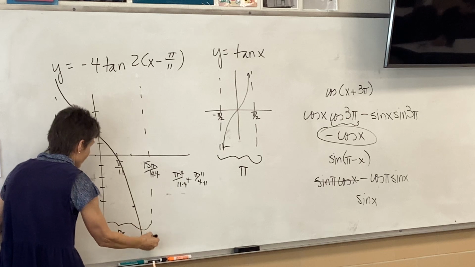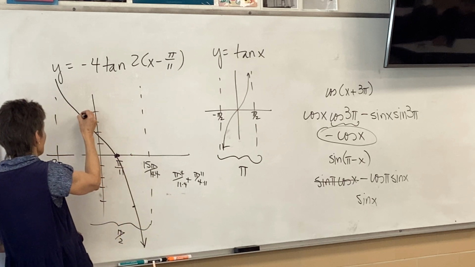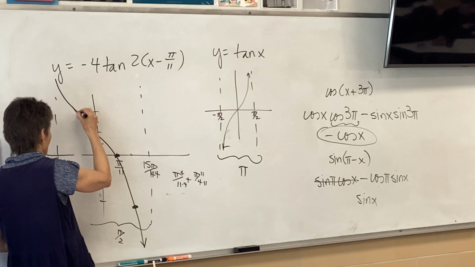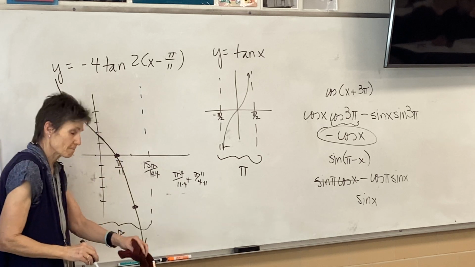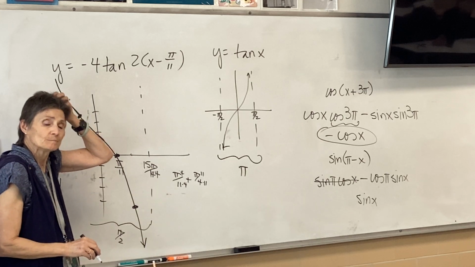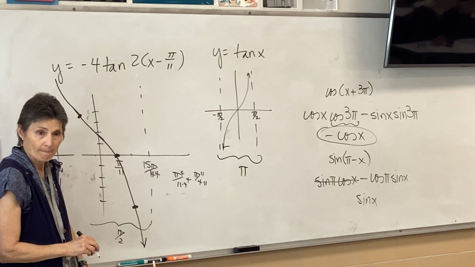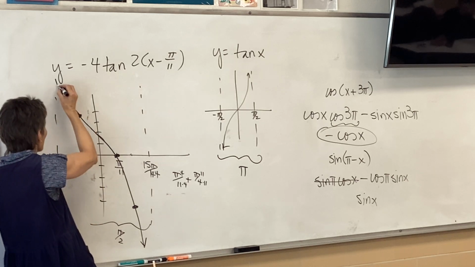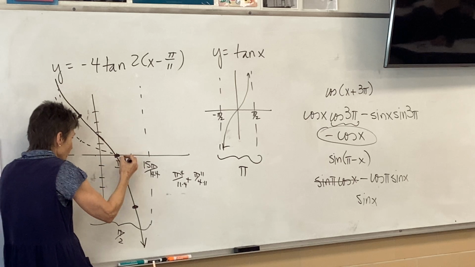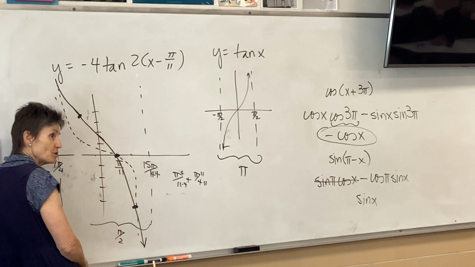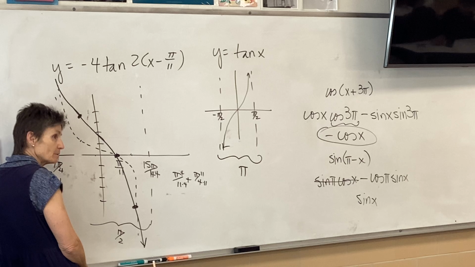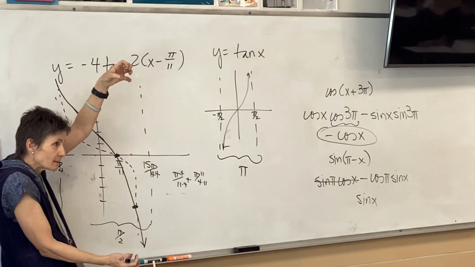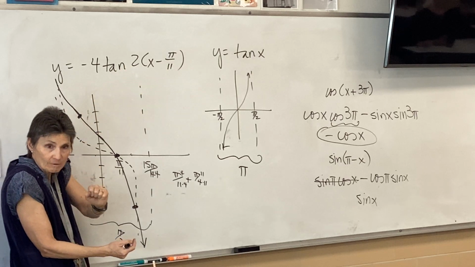I draw my curve. Gotta go through that point, and that point. And now, okay. A normal tangent would only go up 1. So a normal tangent would be a lot curvier. Does that make sense to you? Be a lot curvier. This one is straighter because you stretched it by a factor of 4.